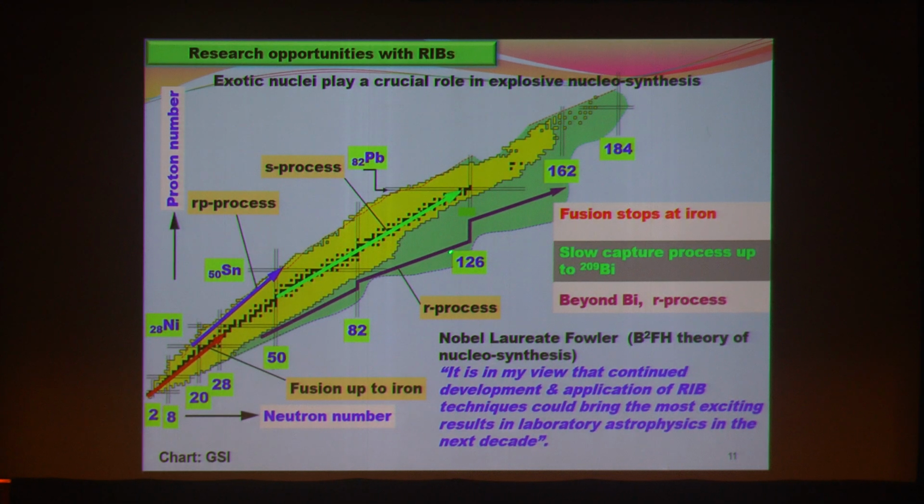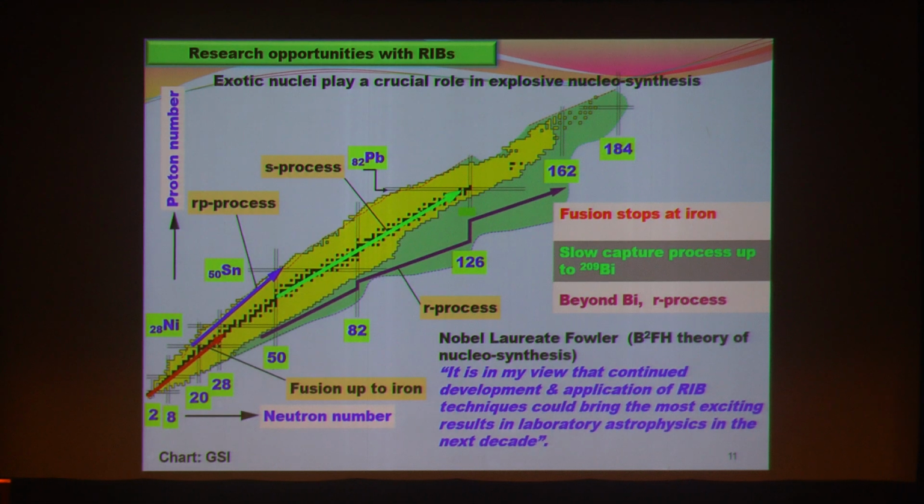So the exotic nuclei study will give you all this information, and it is very nicely said by Nobel laureate Fowler of the B2FH fame: It is in my view that the continued development and application of RIB techniques could bring the most exciting results in laboratory astrophysics in the next decade.